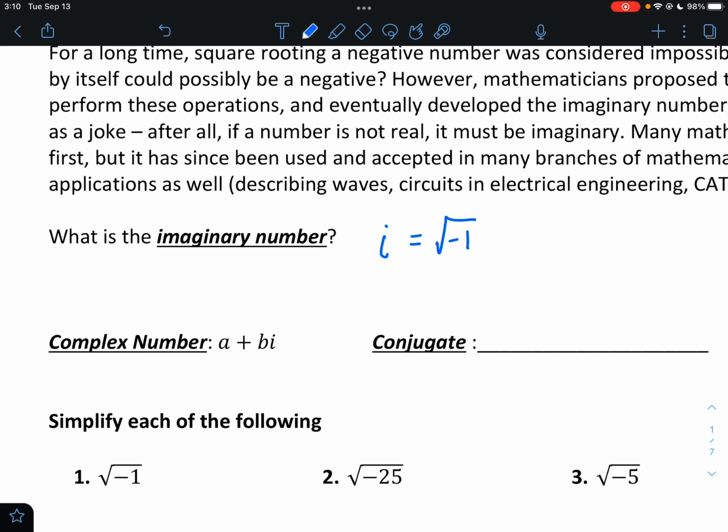So what is a complex number? A complex number has a real part and an imaginary part. We have something called the conjugate of that, where all we do is change the sign of the imaginary part. So a minus bi would be the conjugate of a plus bi.